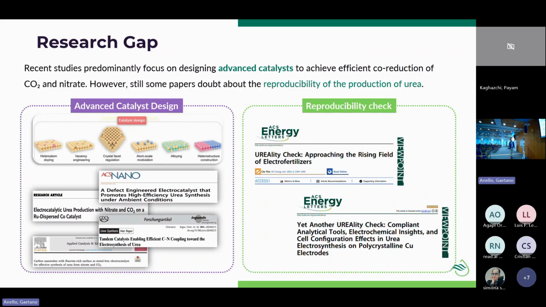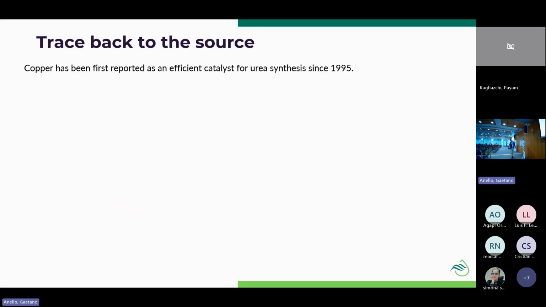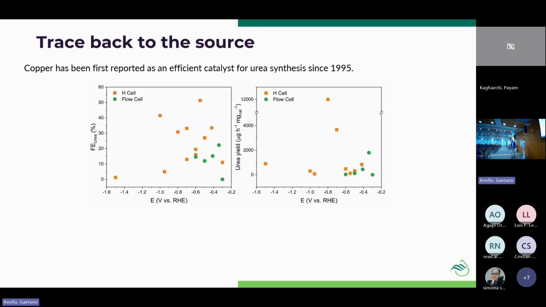So what we wanted to do is basically use a benchmark system to see whether we could actually make urea, how much urea we make, and how operating procedures affect urea production. Because if we look at the overview of data, here you see on the left hand the Faradaic efficiency, so the selectivities, and on the right hand the urea yields for different reported systems. You can see they go all over the place, and dependent on H-cells or flow cells, they go all over the place.